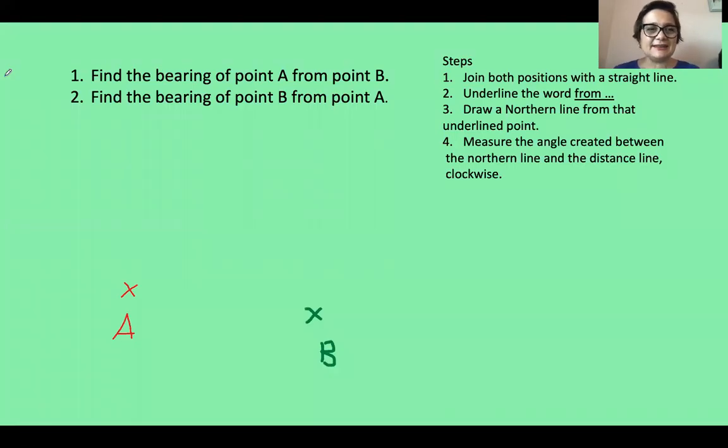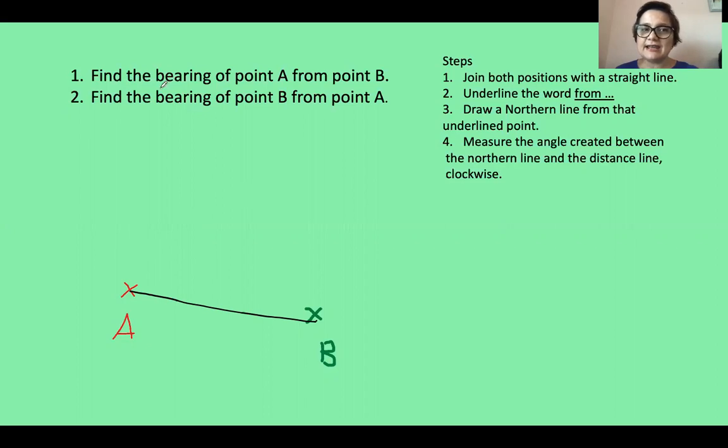Let's have a look at this exercise. Find the bearing of point A from point B. If we follow the steps, which I have written here for you, the first thing we need to do is join both points together with a straight line. So point A and B together with a straight line, okay? And the next step would be to underline the word "from".